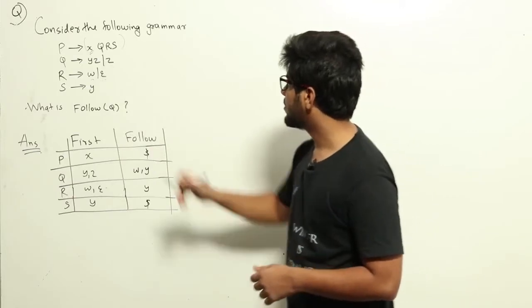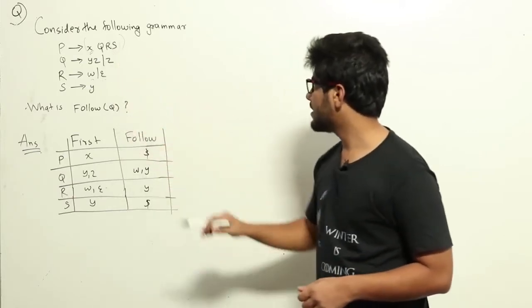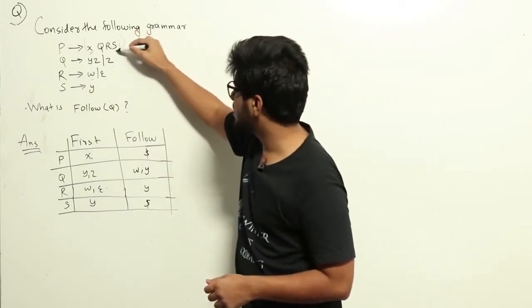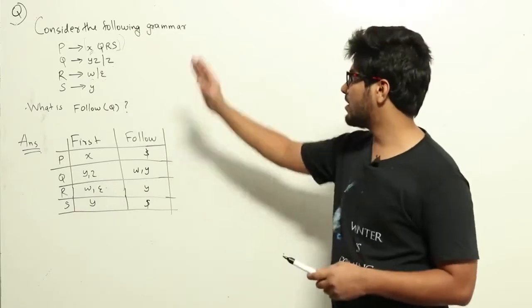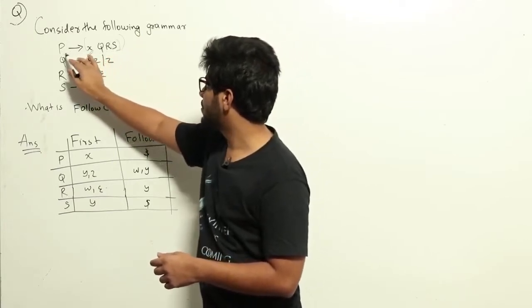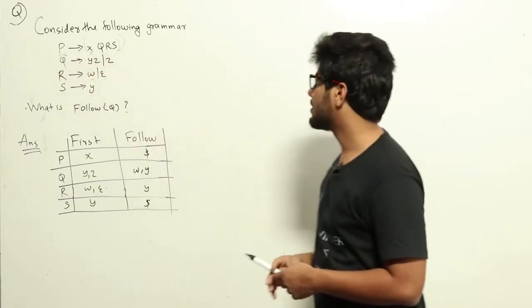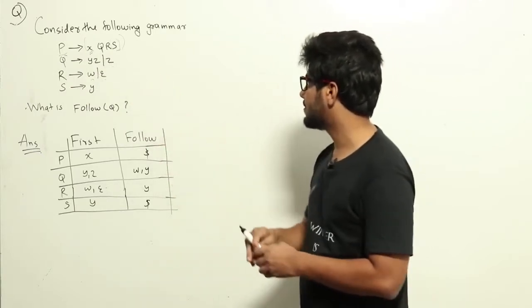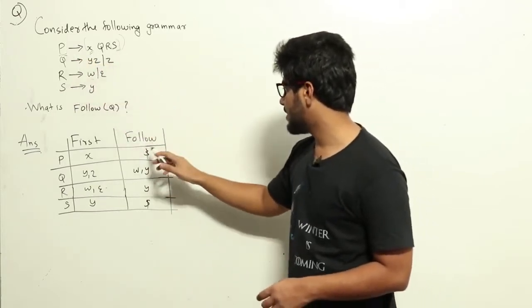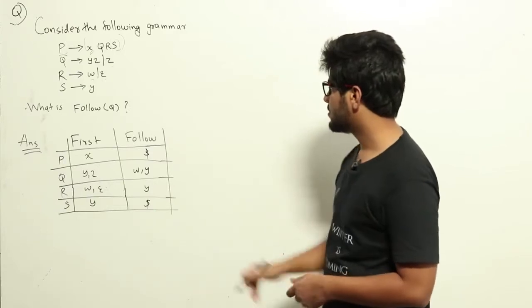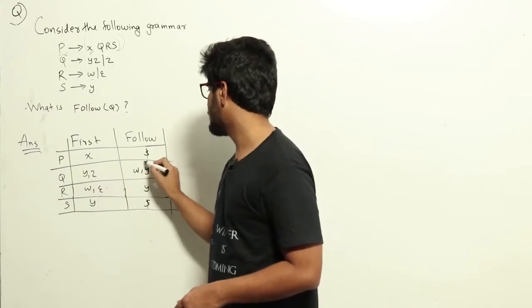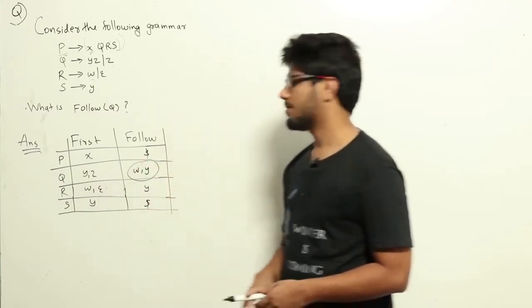Follow of R will be first of S, that is Y. Now follow of S. S appears in the right hand side here. If there is a variable appearing at the end of a production like this, whatever is in the follow of P, we need to add it to the follow of that variable. So since S appears at the right end here, we need to add whatever is in follow of P to the follow of S. Follow of P contains dollar, so follow of S will contain dollar. So this is the matrix here, and follow of Q is W comma Y. That was the answer.